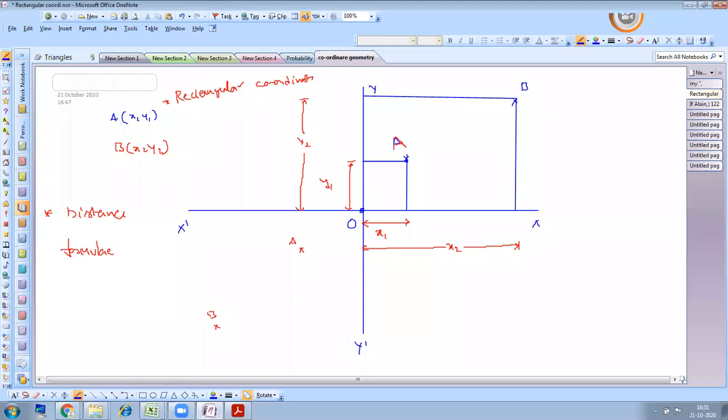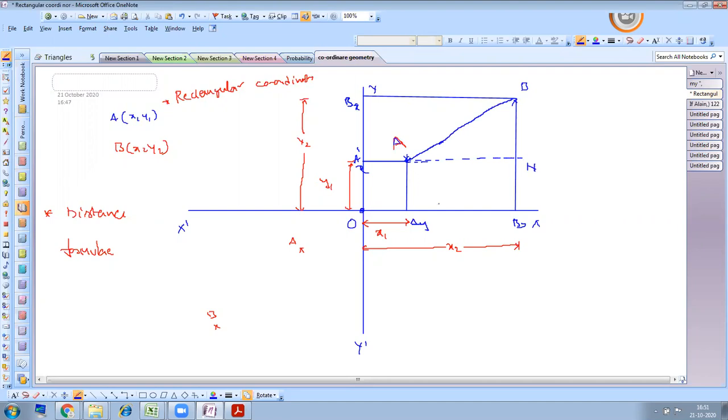Suppose I am taking a point, and I am extending this. Its projection is here. Suppose A dash is ax, this is ay, and this is by. I am extending this line like this, and I am joining A to B. This point I am taking as N.